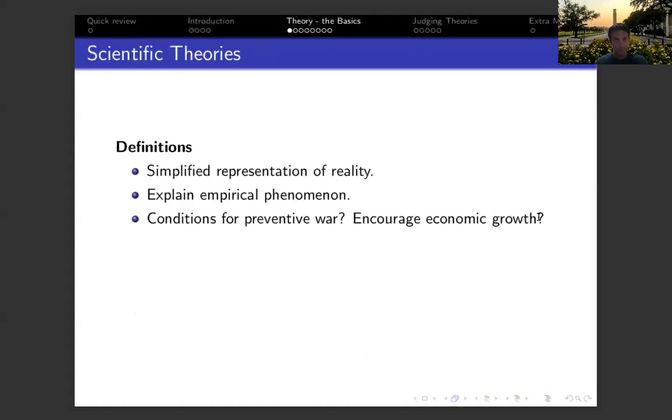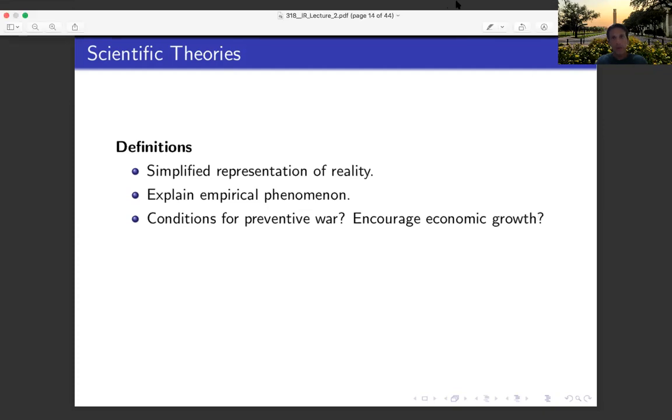So the definition of theory in this case is a simplified representation of reality intended to explain some empirical events, some empirical phenomena. For example, what are the conditions that lead to the breakout of a preventative war? What are the conditions that encourage economic growth? Or what are the conditions that prevent economic growth? Those are kinds of empirical events that we are trying to explain using theory.